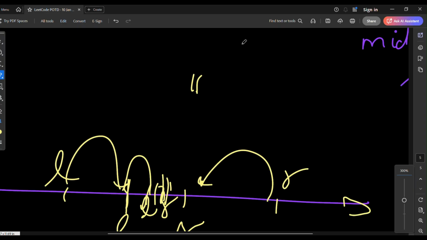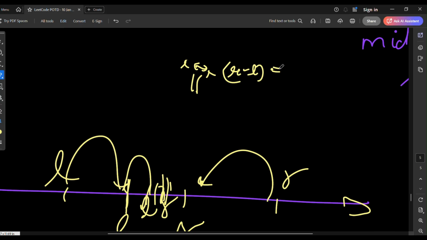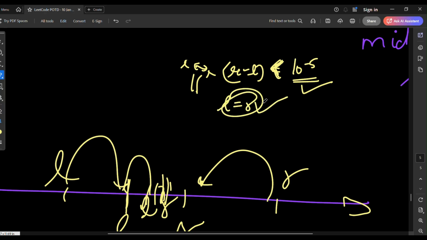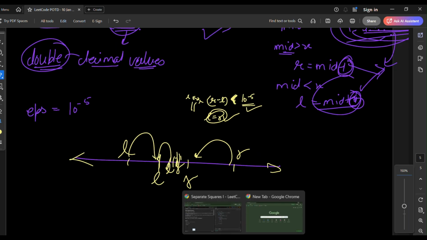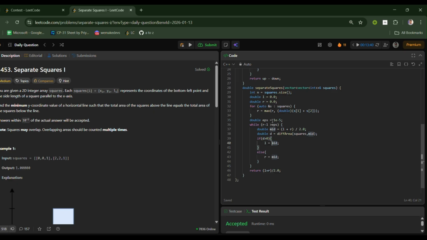So we are taking the difference of r minus l, and we are looking at whether this difference is less than 10 raised to power minus 5. If the difference is less than 10 raised to power minus 5, then we will say l is equal to r. This is a very important part in these kinds of binary search operations. Okay, let's get back to the code part.